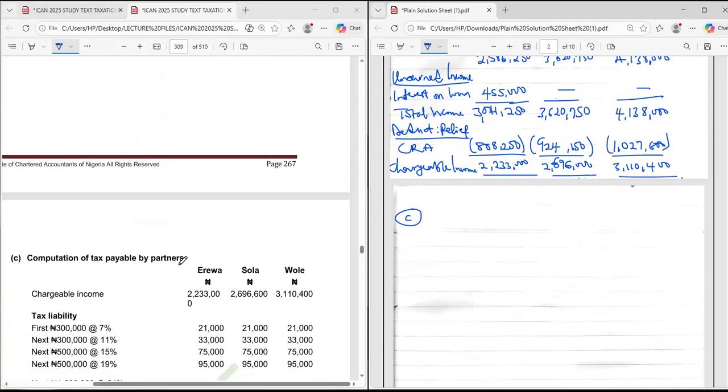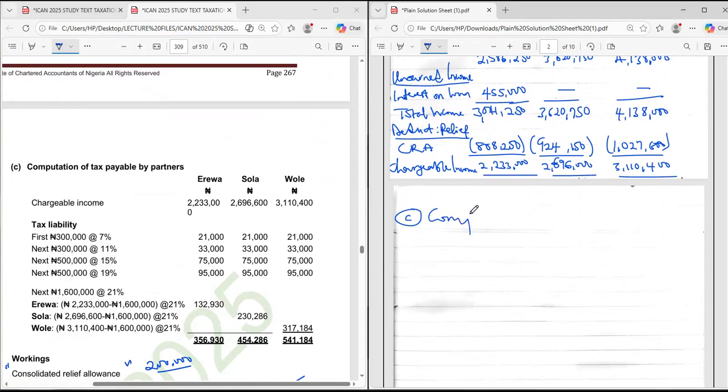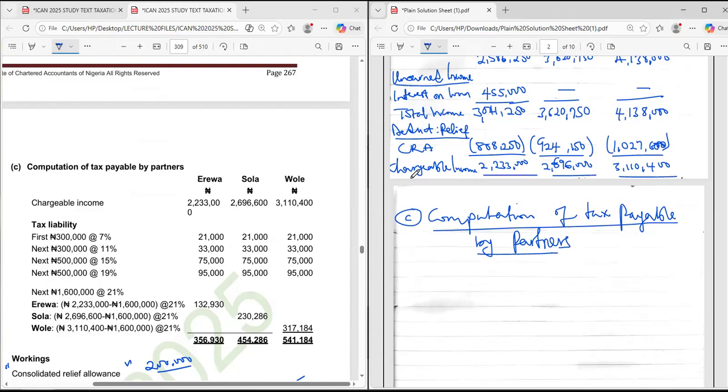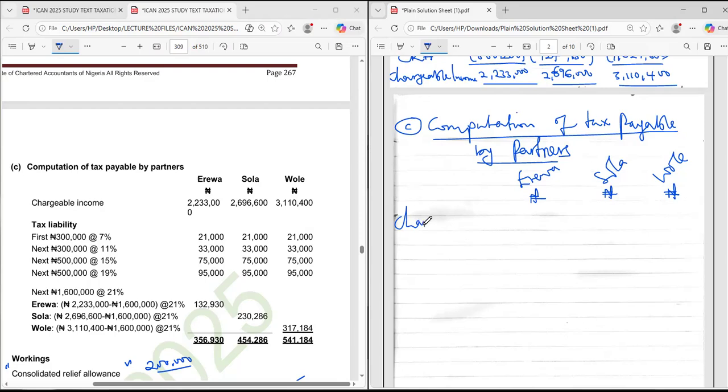So the next part is C. I think they say we should get the computation of tax payable. So that's our computation of tax payable by partners. We'll just bring in our chargeable income for the 3 of them. That is the income they're going to pay tax on.